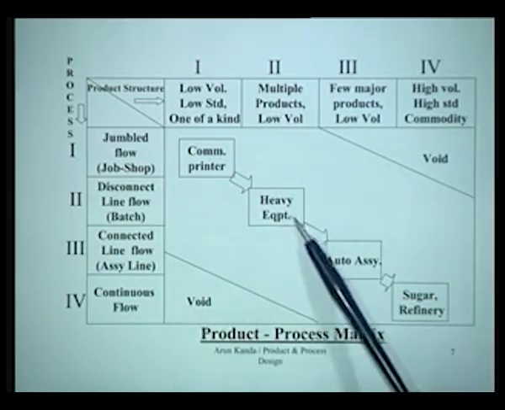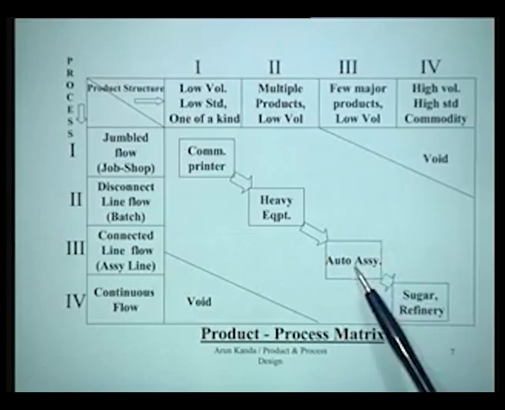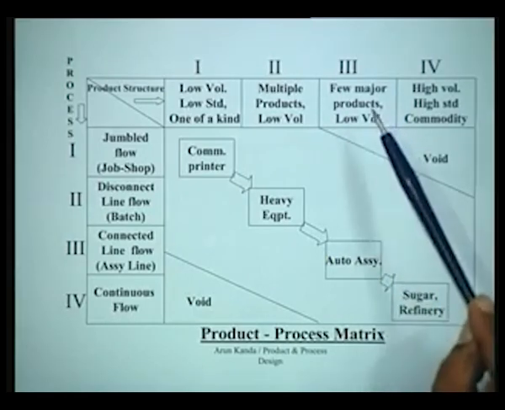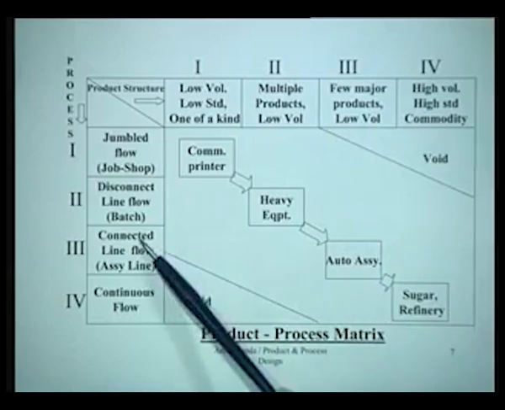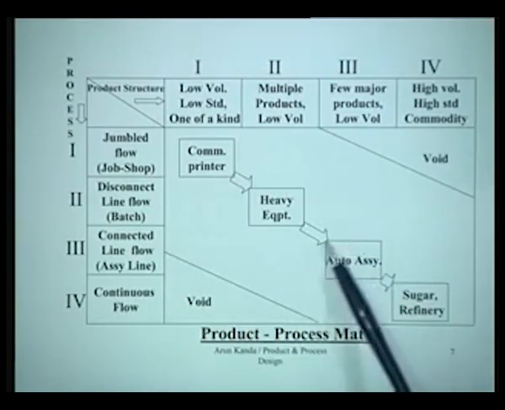Then this product could then graduate to a situation where we have something like an automobile assembly. An automobile assembly is, we have few major products, and this is a connected line flow in the form of an assembly line, and you have come here.